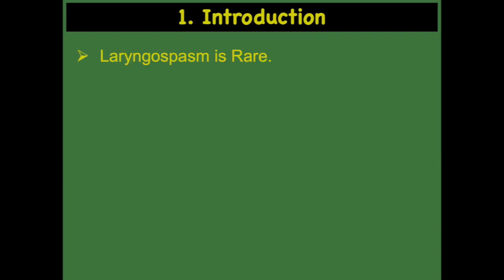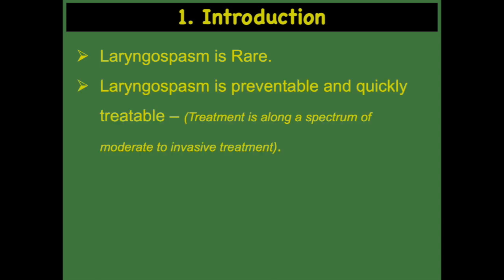Know that laryngospasm is rare, and it is preventable and quickly treatable. Treatment can occur along a spectrum, meaning that we can go to some moderately non-invasive treatments to break the spasm, and to invasive treatments like applying or administering a powerful muscle relaxant to relax the vocal cords. And we're going to talk about that during this lecture.